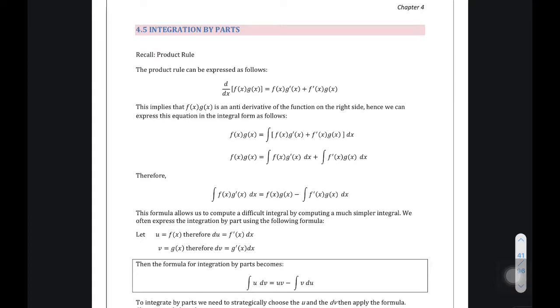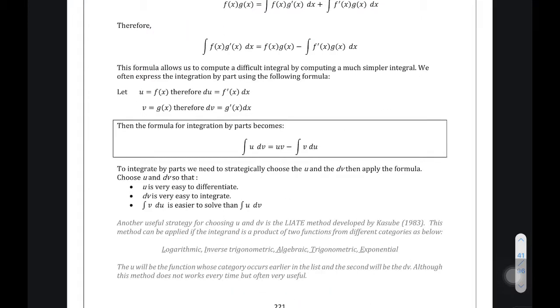Now we are going to continue what we have learned before on the subtopic integration by parts. Let us recall. This is the formula for integration by parts, and it comes from the product rule. We have discussed this before. Integrate u dv is equivalent to uv minus integrate of v du. You need to remember this. You can refer to page 221.